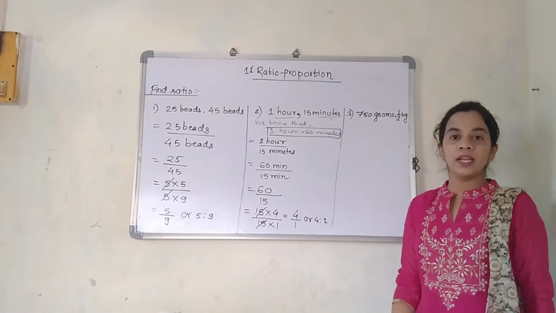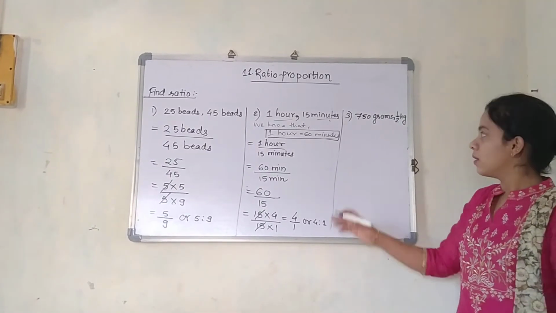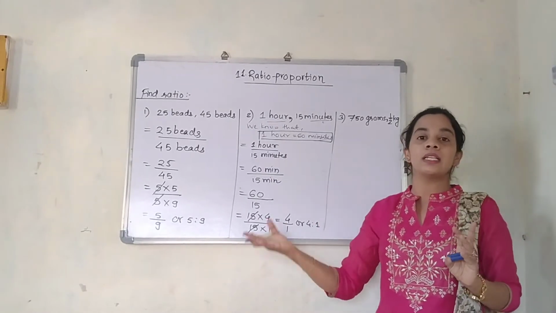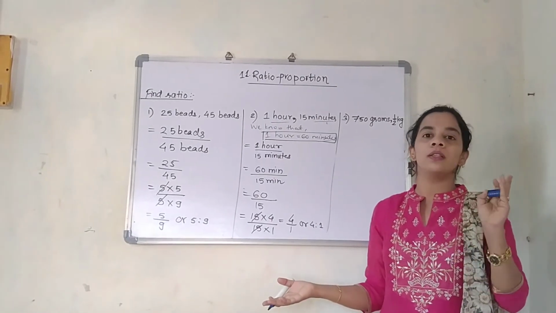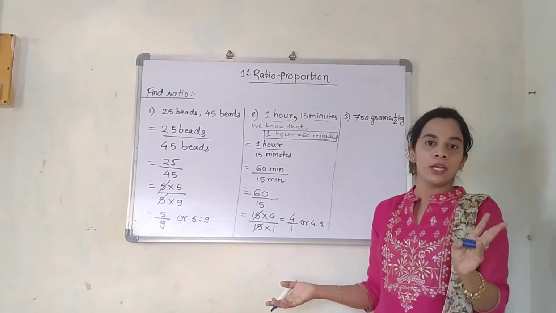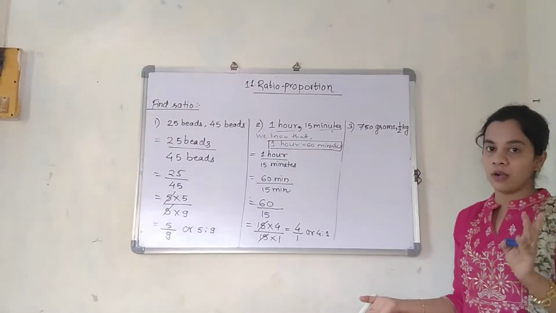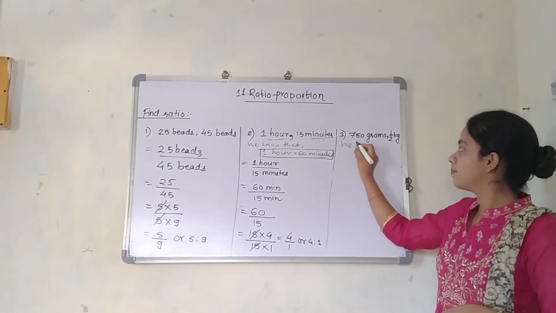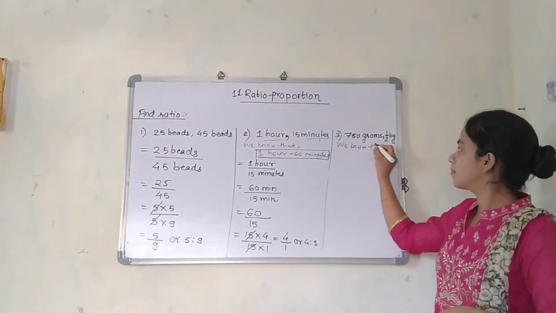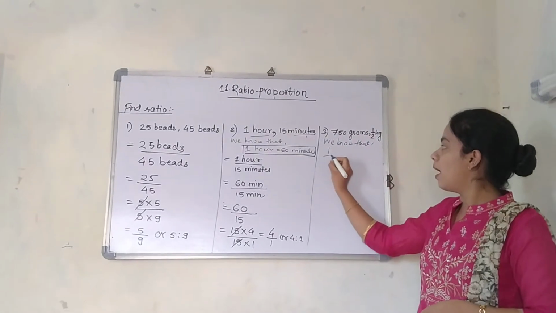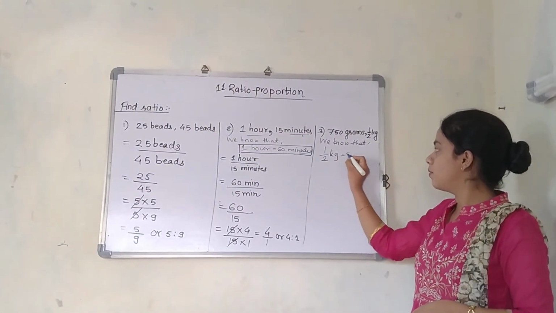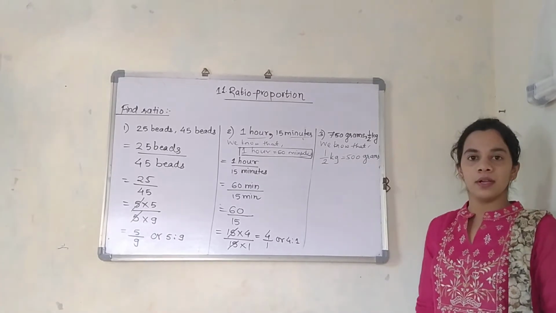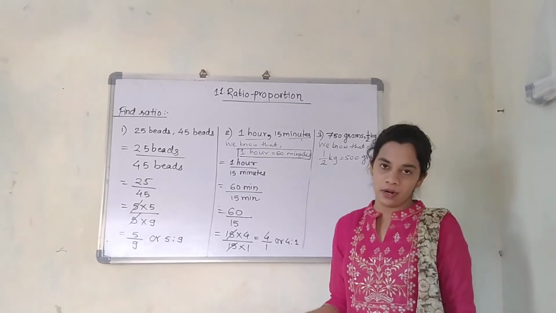Next one is 750 grams and half kg. You can see over here 750 grams and half kg. One is in grams and another is in kg. Either convert the grams into kg or kg into grams. It is better for us to convert this kg into grams. So we know that half kg is equal to 500 grams. I know that, or we all know that half kg is 500 grams.